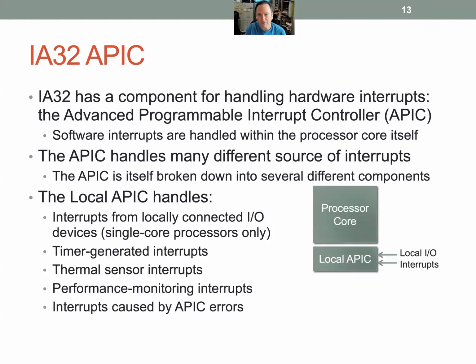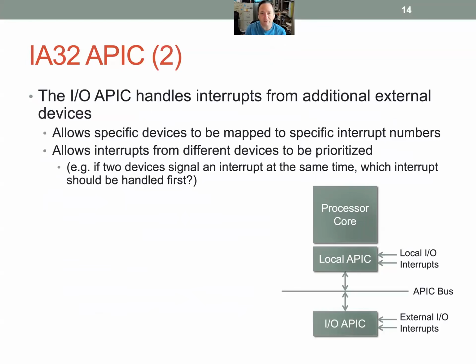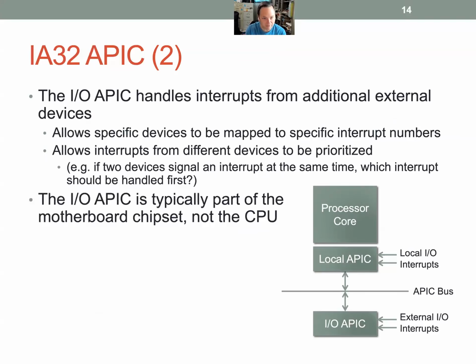So let me see. You have two components. You have the local APIC, which is basically devices, I/O devices that are connected directly to a processor. Timer interrupts are generated from the local APIC, and then a few other things as well. Okay, but I'm not going to spend very much time talking about this. There's also an I/O APIC, and this is particularly important when you have multi-core or multi-processor systems, because the I/O APIC allows multiple processors to interact with each other.